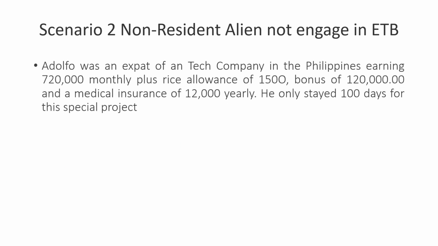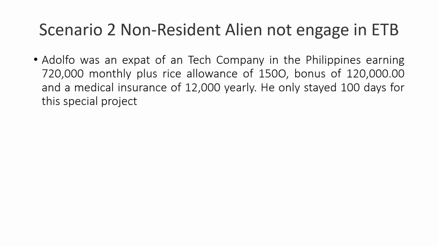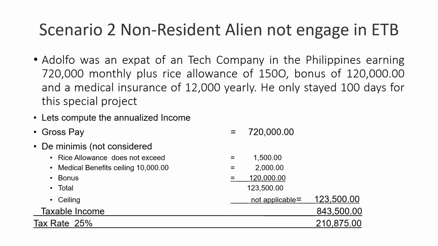Okay? For non-resident alien, not engaged in business, kasi diba, yung mga previous naman natin, engaged na. So, sa not engaged, sabi daw, nag-earn siya ng 720 dito sa Philippines, rice allowance 1.5, bonus of 12,000, medical insurance of 12, he stayed for only 100 days. So, ibig sabihin, not engaged talaga siya. So, let's compute, annualize. So, we have gross pay, 720. Do we have deductions for de minimis? Wala po siyang ceiling. Hindi siya i-consider kasi not engaged.